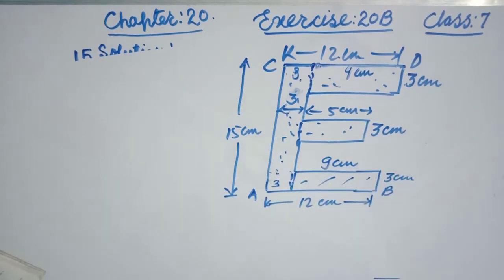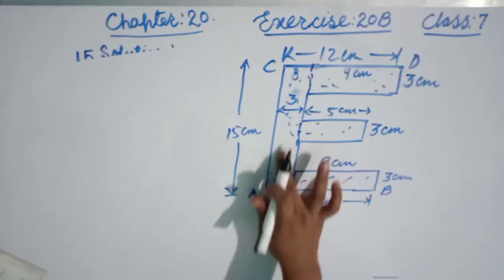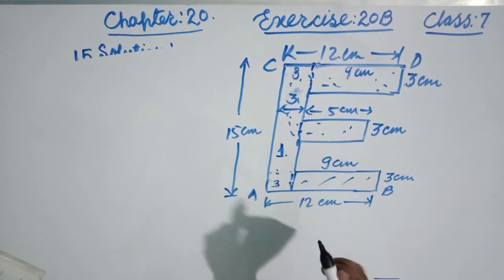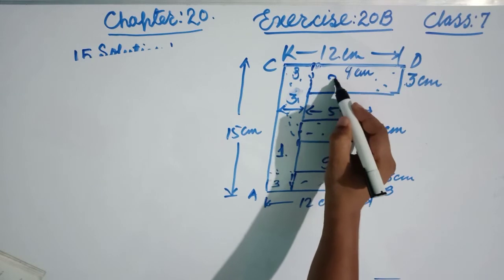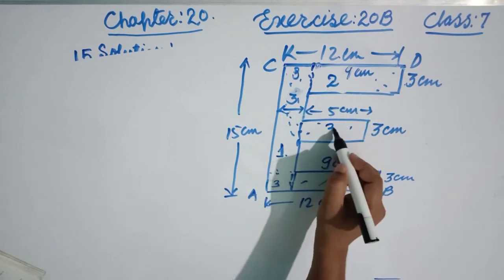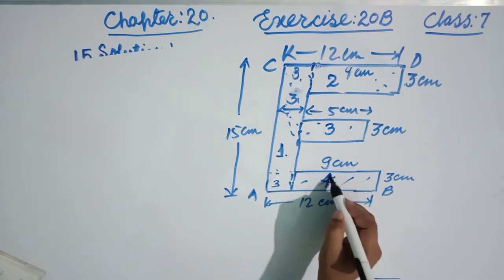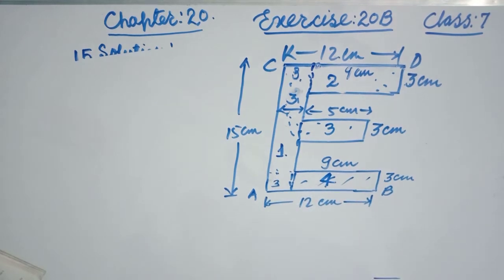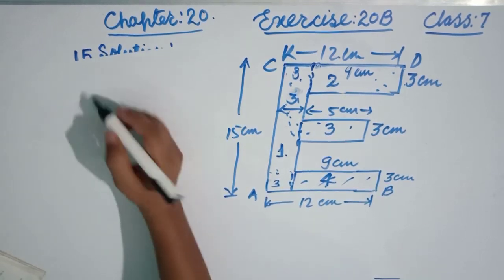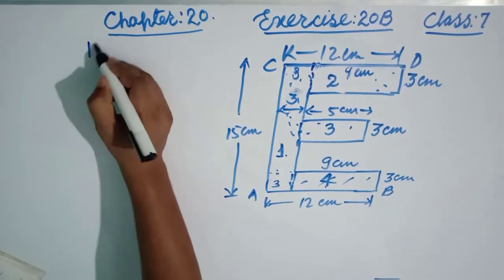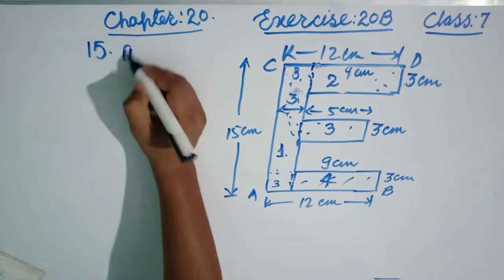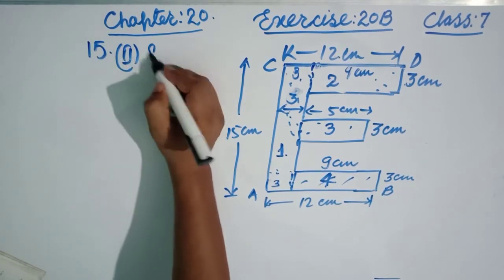We can easily find out, because look at the friends, this is figure number 1, this is figure number 2, 3 and 4. So each figure is said to be in rectangular form, so we can easily find out the area of this shaded portion. Now see the area, this is question number 15, second solution friends.